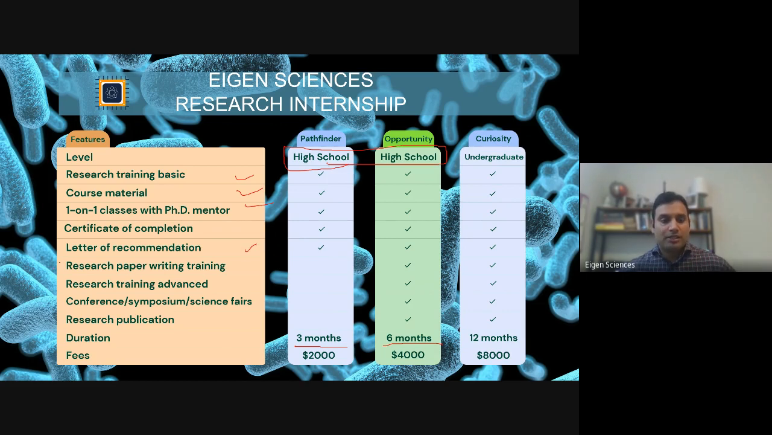Research paper, advanced research training, conferences and research publication: this we cannot include in 3 months, because in 3 months you cannot get enough data which can be published or presented in a conference. So that's why it is not provided in the 3 month course. It is only provided in the 6 month course, and that's the difference. That's the reason for the time and price difference.